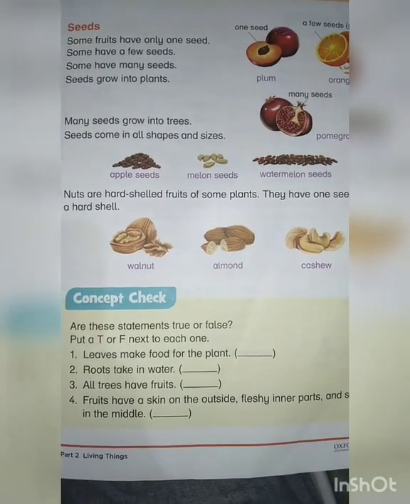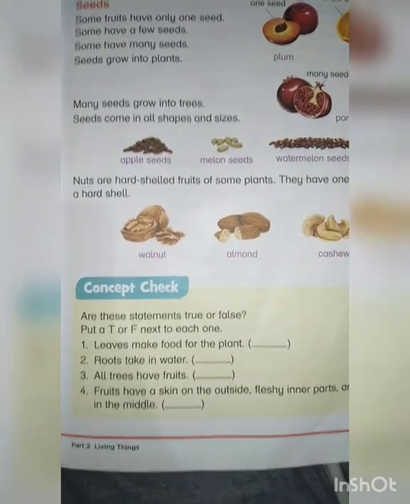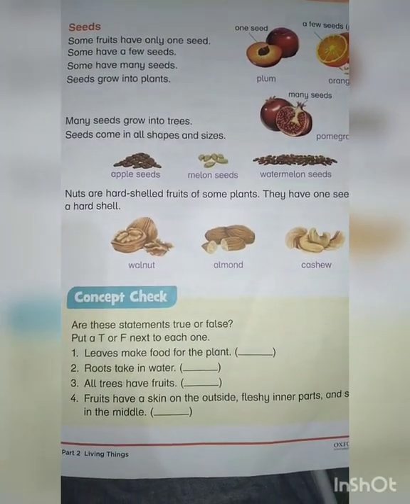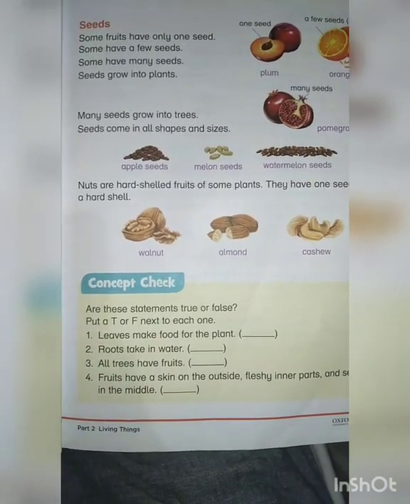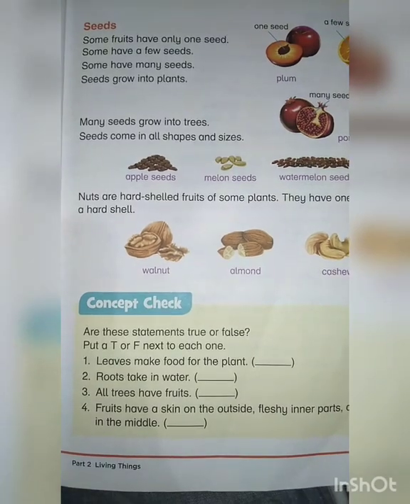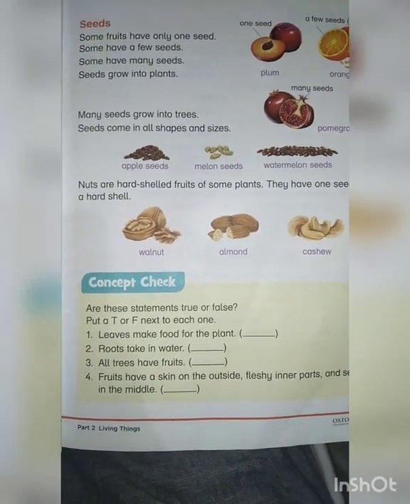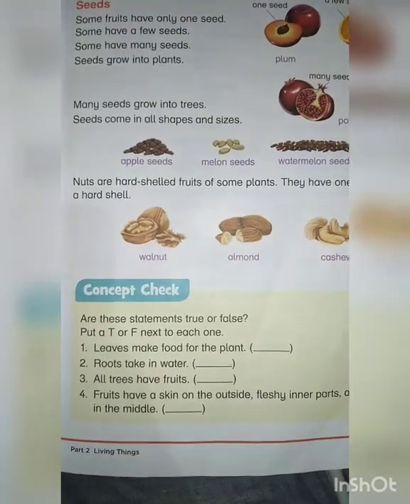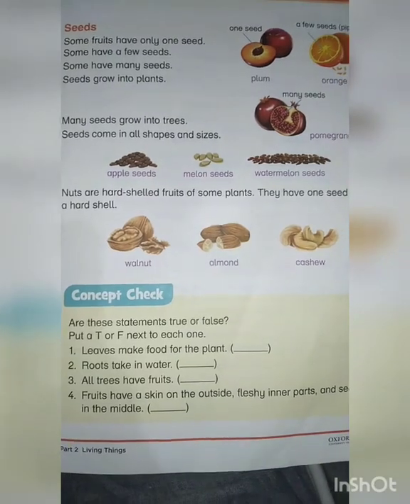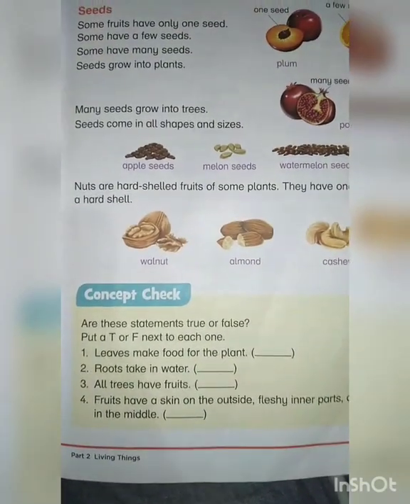Like flowers, seeds also come in many shapes and sizes. For example, apple seeds are different than melon seeds. They are different in size and shapes. Okay, some fruits have a hard shell around them. For example, nuts are hard shell fruits of some plants. They have one seed and a hard shell around them. Okay students, for example walnut, almond, etc. are some examples of hard shell fruits.